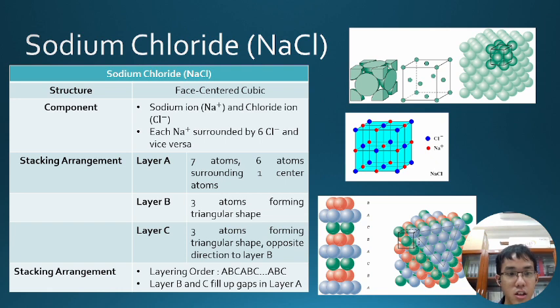The base layer A consists of 7 atoms in total, 6 atoms surrounding a single atom. Second layer B and third layer C consist of 3 atoms forming a triangular shape, but both have opposite orientations. The 3 layers will have a stacking arrangement in the order of ABC, ABC, and the layers of B and C will fill the gap left by the layer of A.